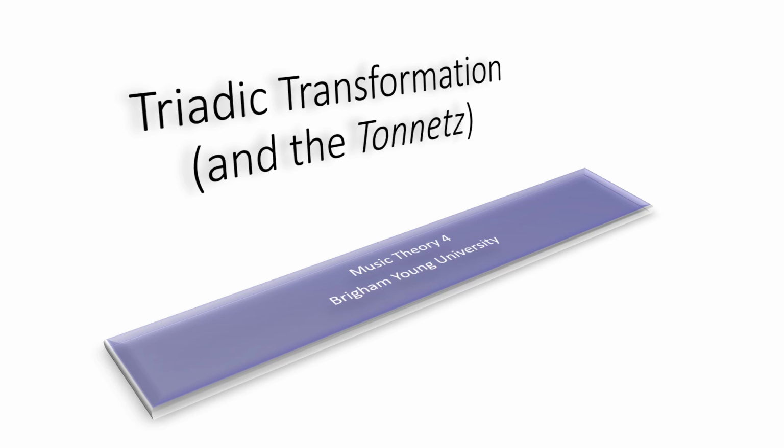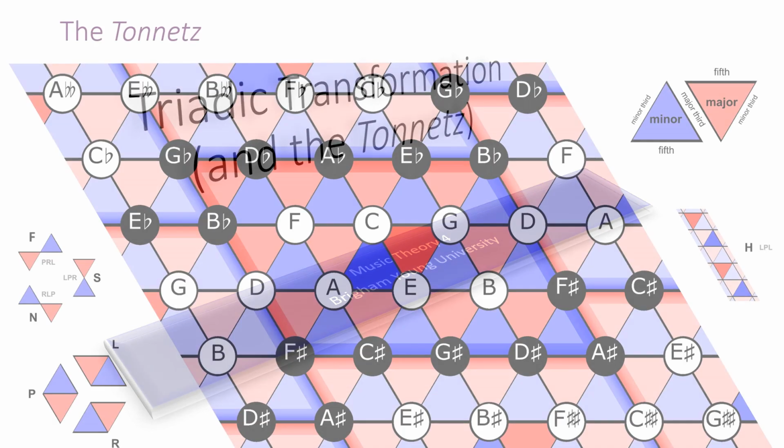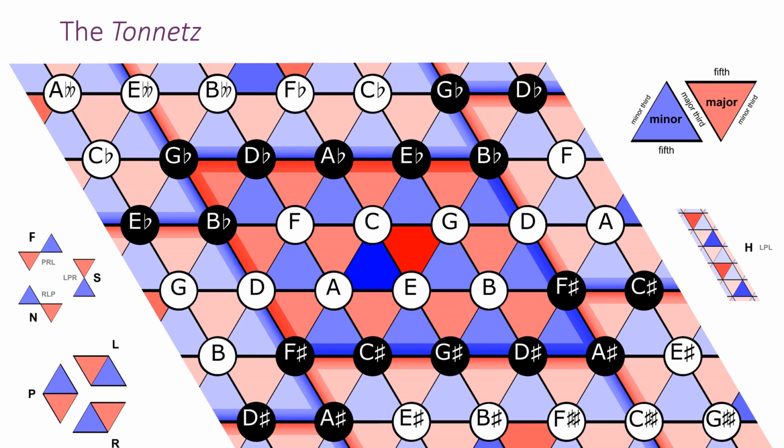Hi there. This brief lesson will show you how to use the Tonnetz to understand triadic transformations. Let's go ahead and get started. This is a Tonnetz, which is the German word for network of tones. It's in some ways like a circle of fifths, in that it shows a tonal space, but instead of showing us a relationship between keys, it's showing us a relationship here between triads.